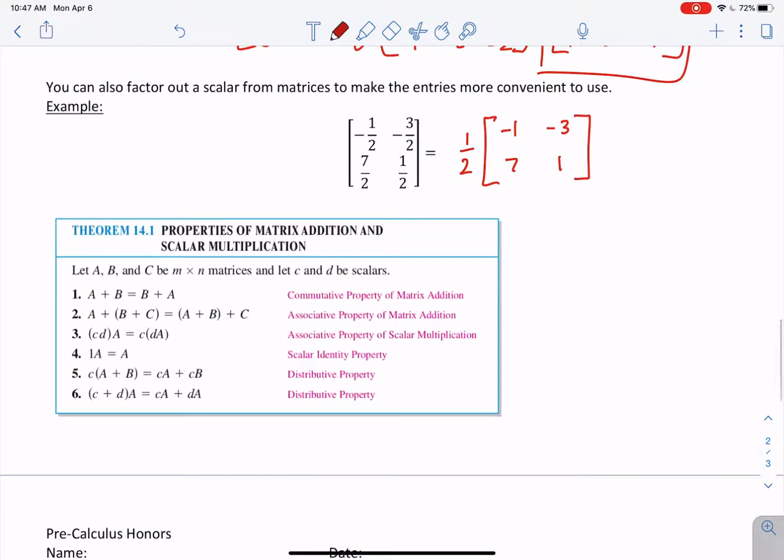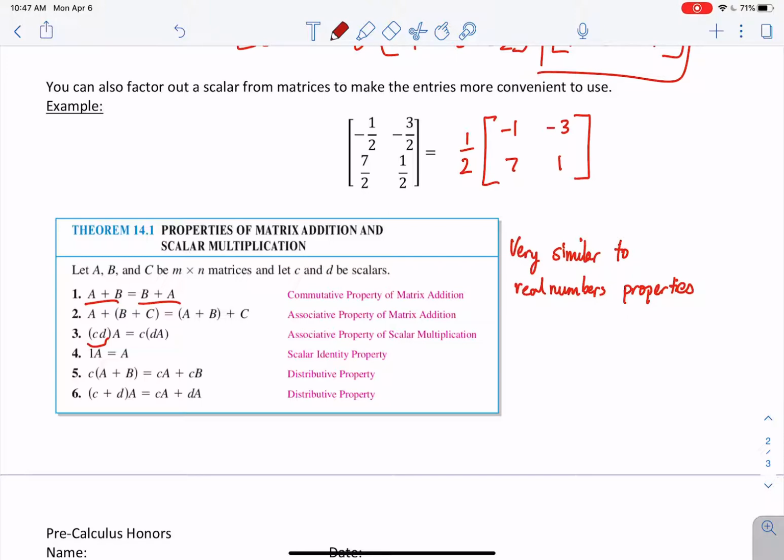We have some properties with addition and scalar multiplication, and the properties are very similar to real number properties or to vector properties. So if we add up matrices, they're commutative, which means A plus B is the same as B plus A. It doesn't matter which order you do it in. They're also associative, which means you can group them up differently and it'll still be the same. Scalar multiplication is also associative, so you can either multiply the scalars together and then scale the matrix, or you can scale the matrix by one scalar and then scale it by another scalar.